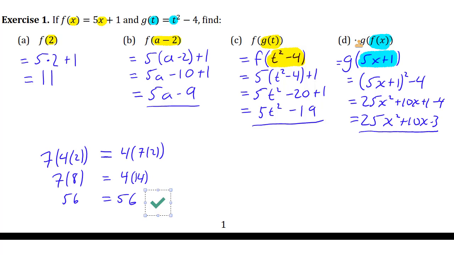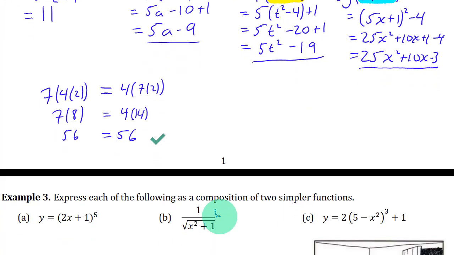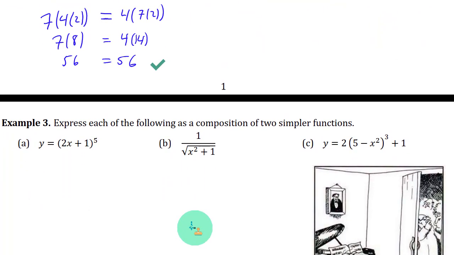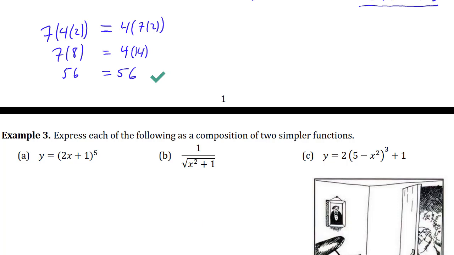All right, so if you got those, well done. Let's go on to example 3. This is an example I'm going to show you this time. But what we have here is these 3 different functions. I want to write them as the result of composing 2 simpler functions. So this y here, for example a, I want to be f of g of x.